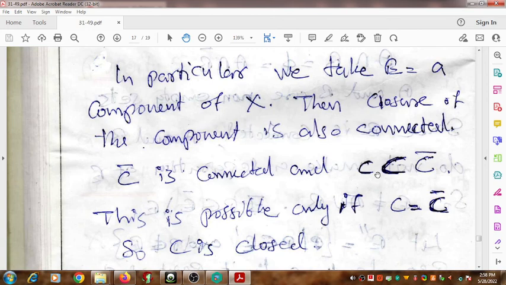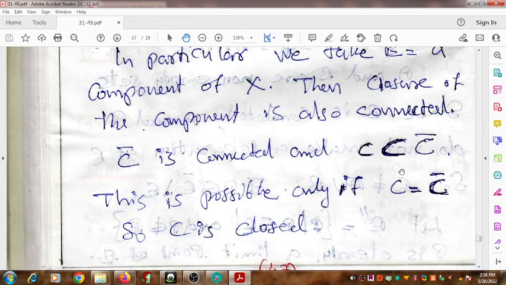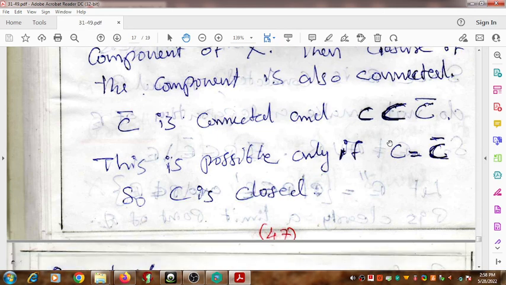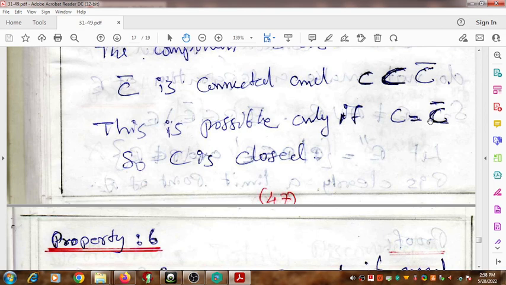Hence we get that C is a subset of closure of C, and we know that closure of C is a little bigger than C. Normally, closure of C can contain some more points than C; otherwise it must be equal to C. But in the current situation, since closure of C is connected and C is a subset of closure of C, this is possible only if C equals closure of C, and so C is closed.